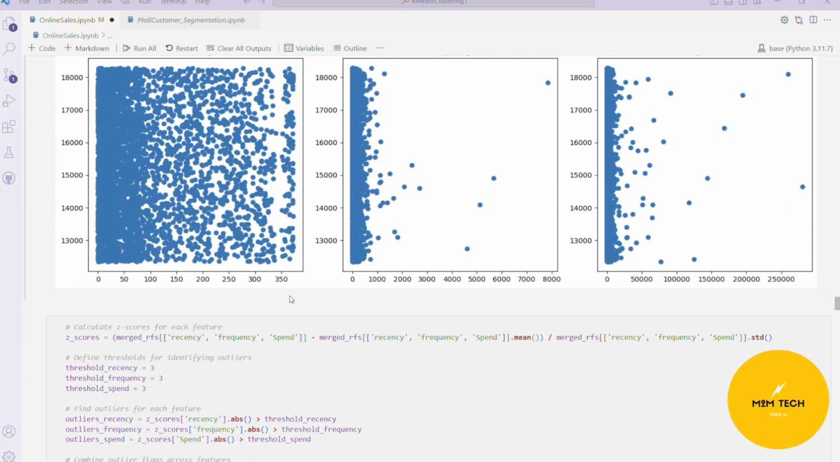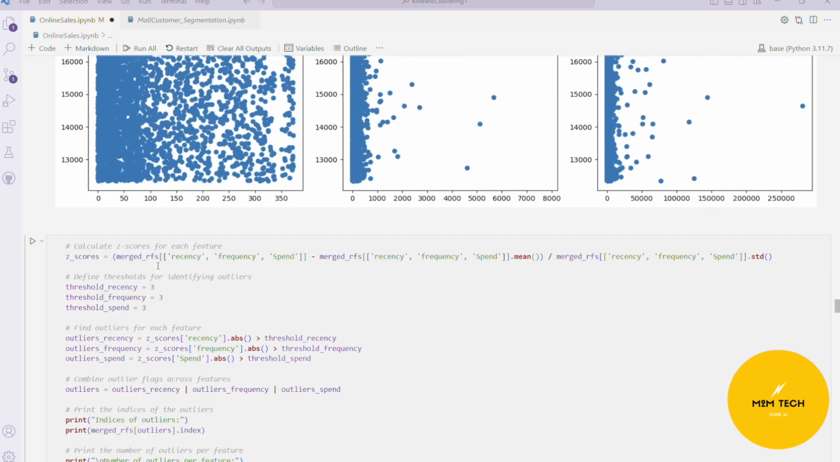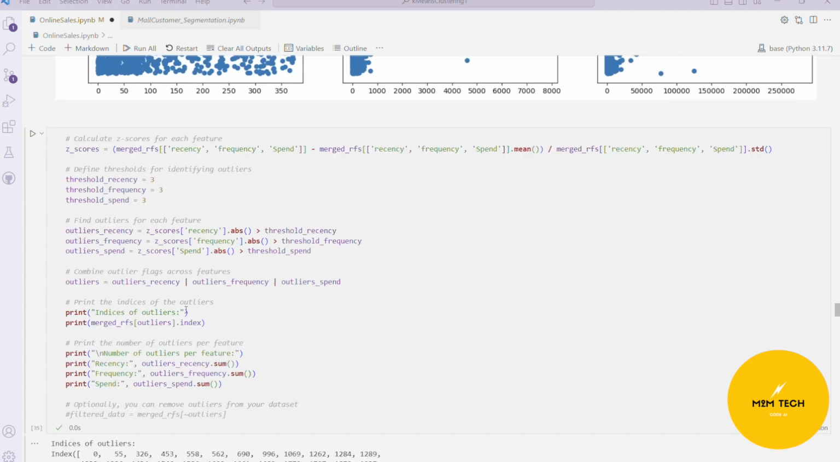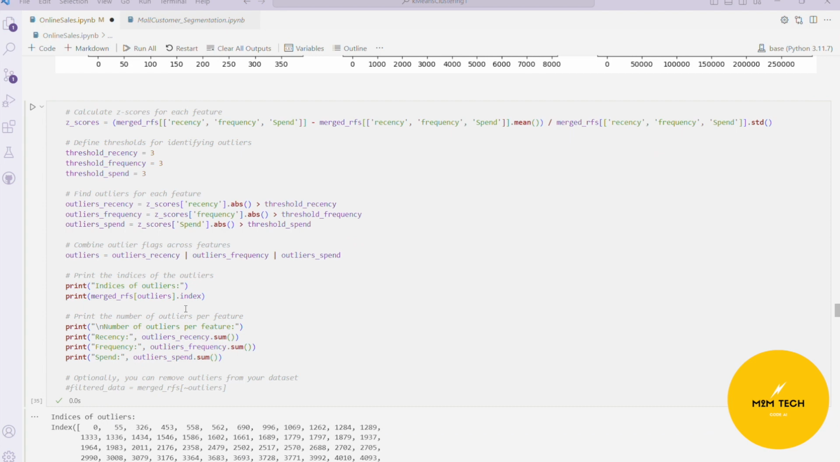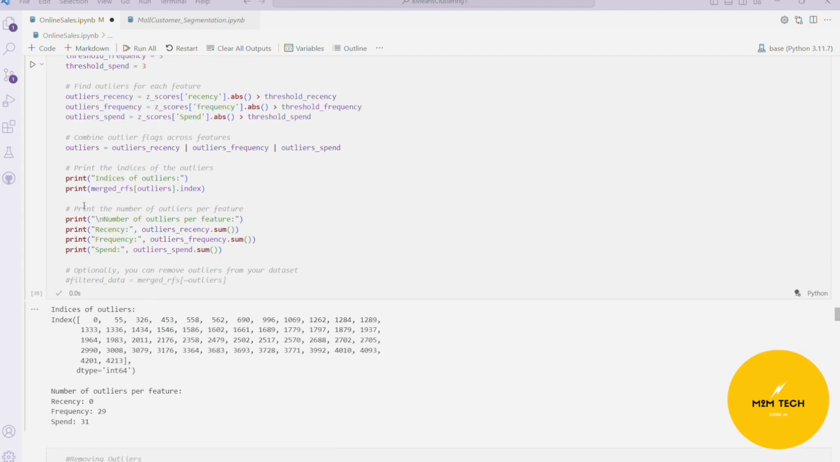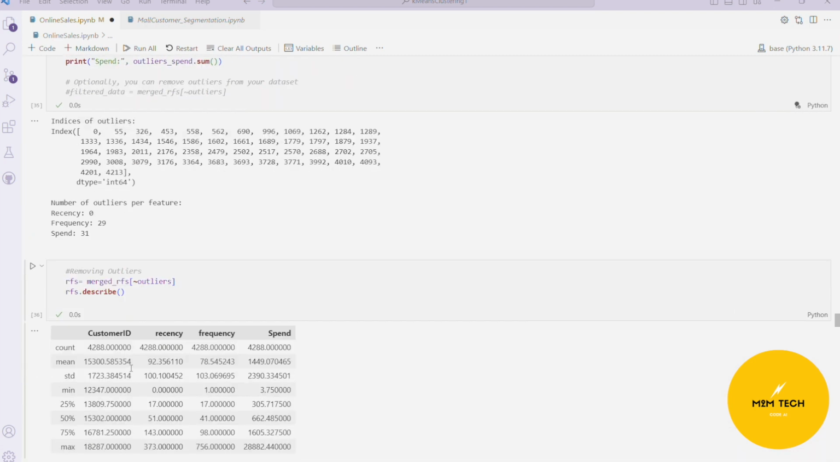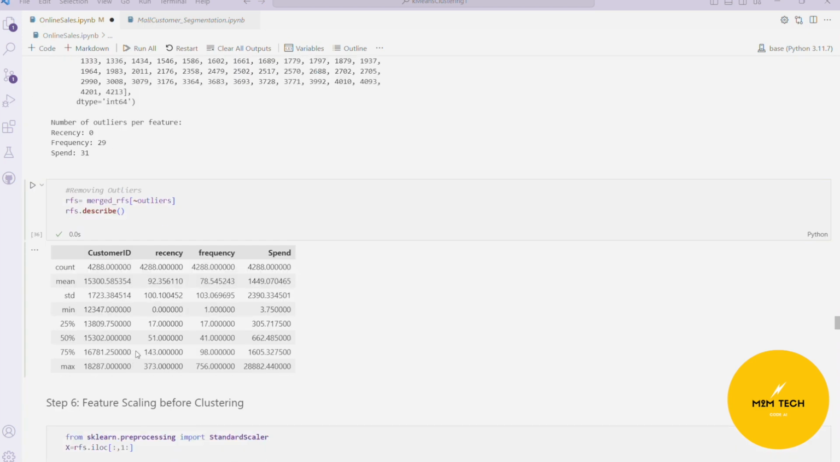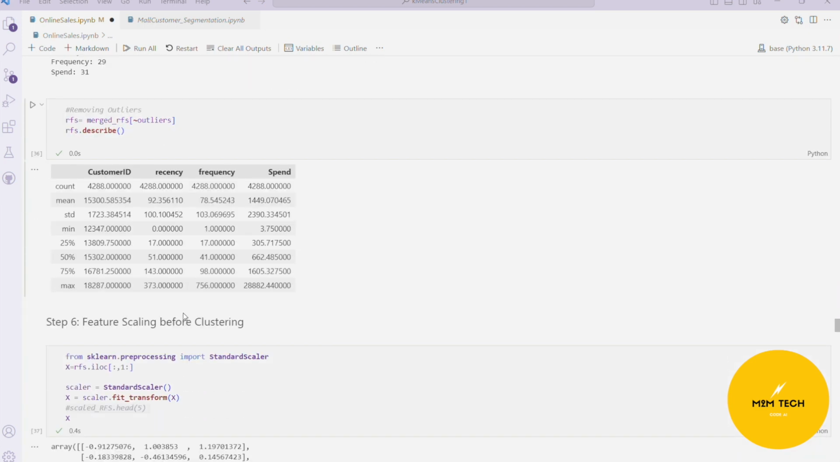So the next thing was to figure out a way to drop off these outliers using a statistical measure called z-scores. So z-scores are used to identify outliers in a feature, and then calculate them based on certain metrics and then drop them off. So what I did was, eventually when I had used the z-score method to calculate this, I found out that there were about 29 outliers in frequency and 31 in spend, and then I decided to drop them off from the data set before using them to train the k-means cross-train model.